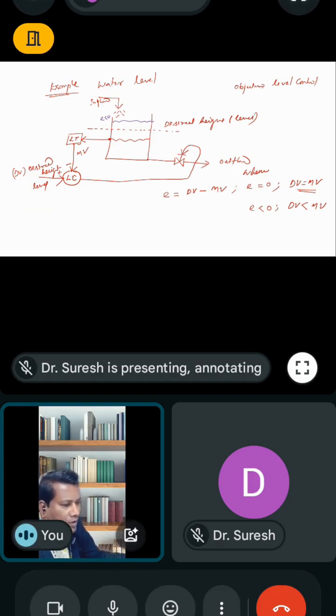So the controller takes action by opening the valve. So what does the control valve do? It opens till the level reaches the desired value.